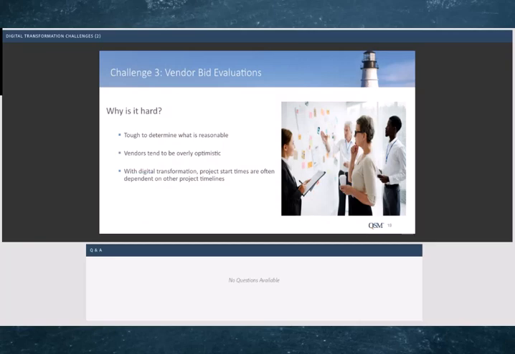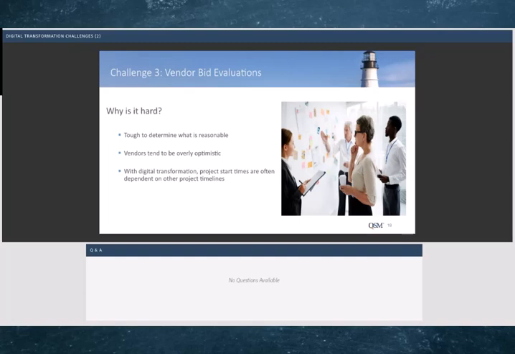Challenge number 3, vendor bid evaluations. This is a huge challenge. I keep mentioning vendors. It's a huge challenge as part of the digital transformation process, because usually we're not doing all the work ourselves. We're usually hiring other companies to help us. And why is this hard? Well, because it's tough to determine what's reasonable, especially when you're getting different opinions, people from different development backgrounds, working with different products.